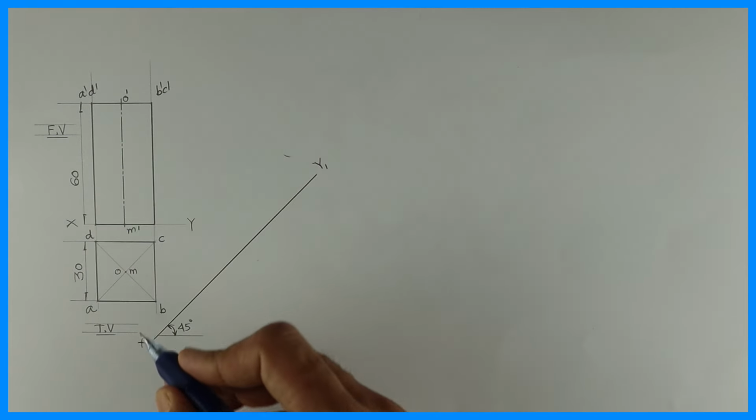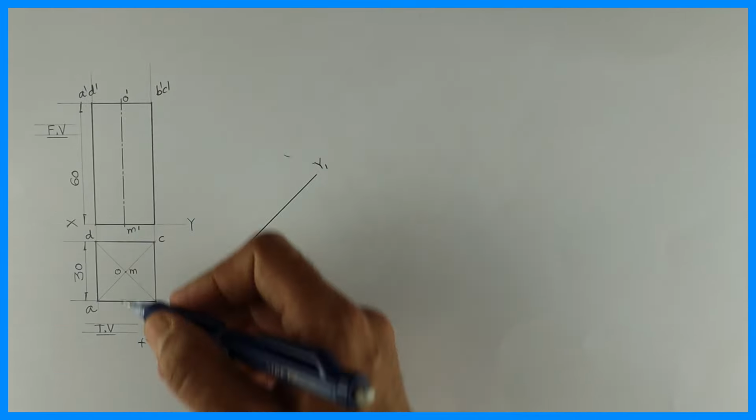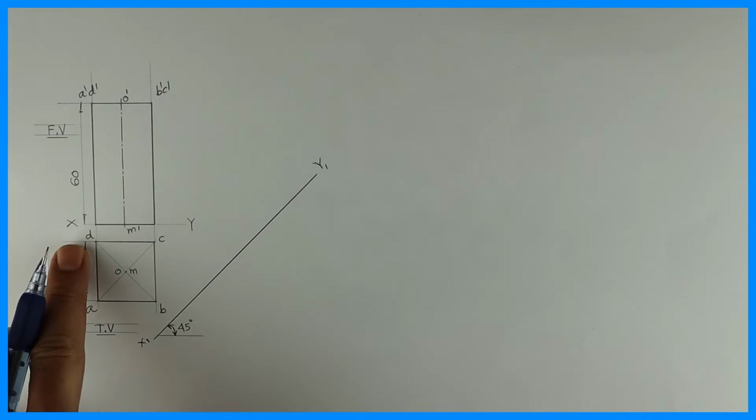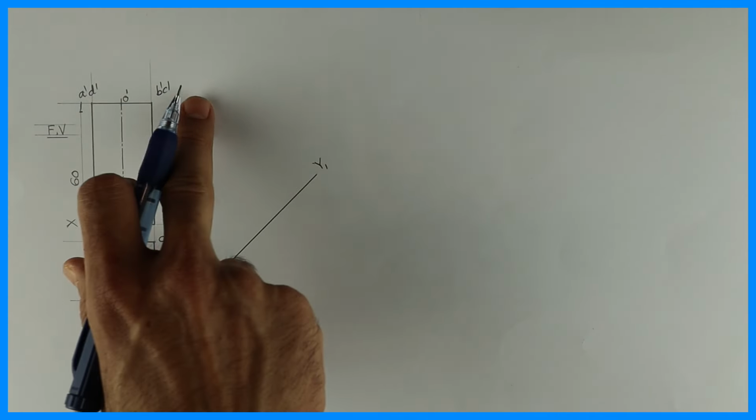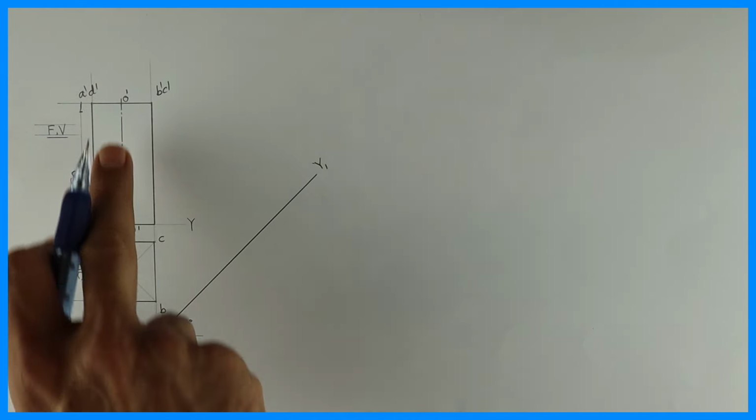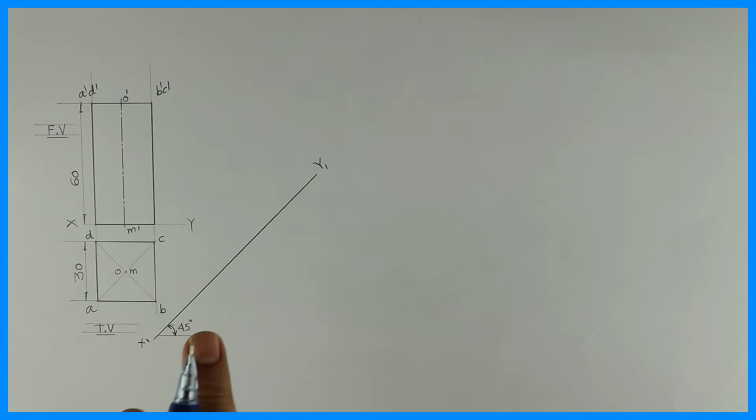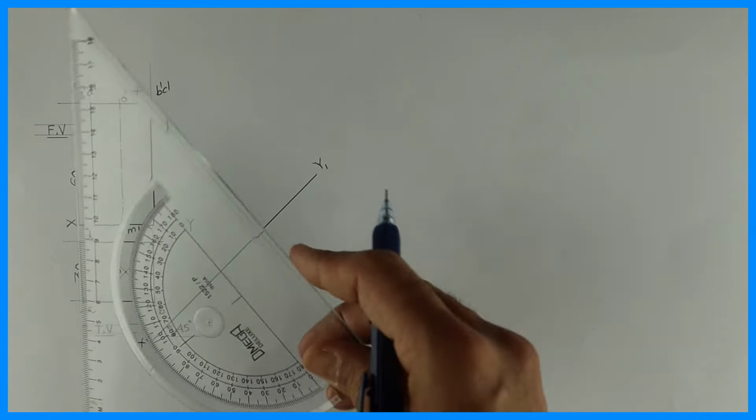So first we'll draw the front view, top view and x1 y1. In the top view we'll write A, B, C, D. In the front view we'll write A dash, D dash, B dash, C dash, O and O dash, M dash, with 30 and 60 dimensions. So now we need to draw the auxiliary top view.